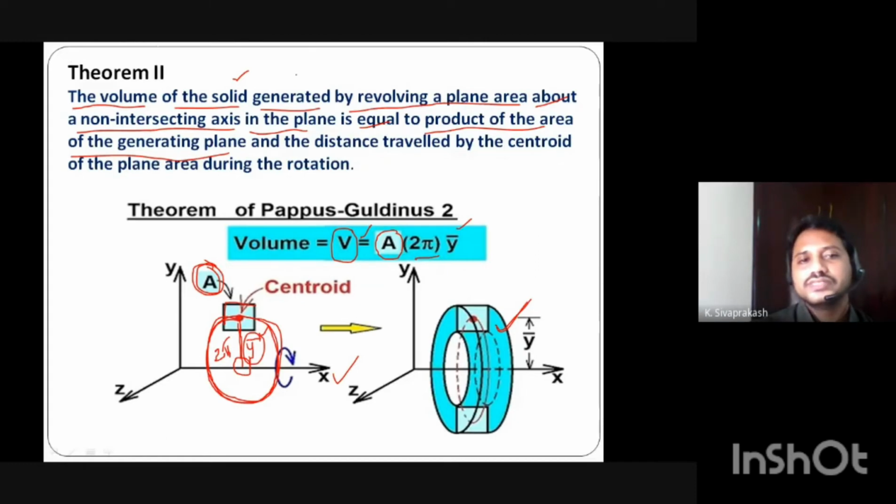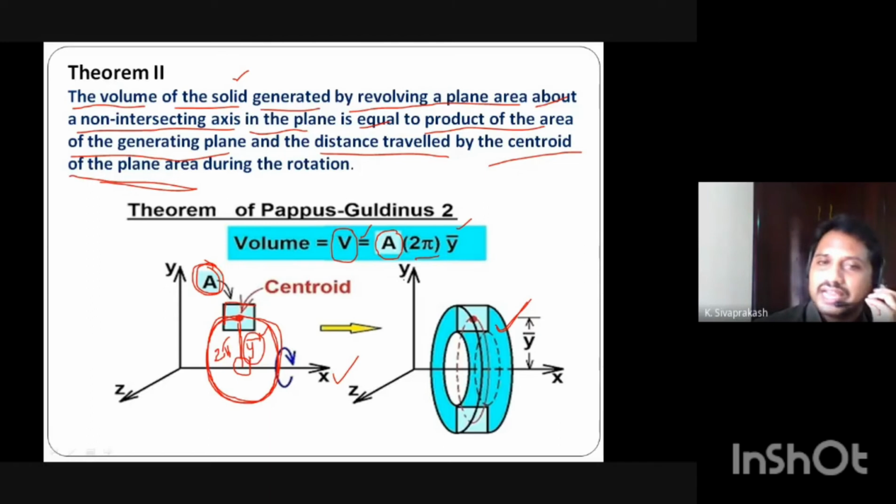And which centroid? The centroid of the plane area. The distance traveled by the centroid of the plane area during the rotation. During the rotation means you have to take one rotation, and that one rotation gives the angle 2 pi. Okay, this is about the theorem of Pappus-Guldinus 2.